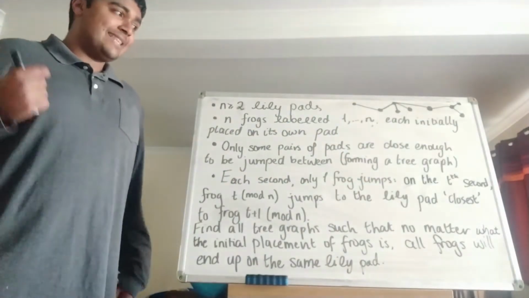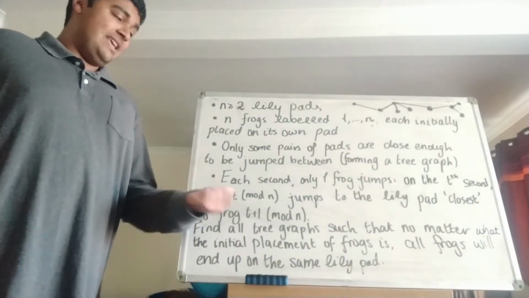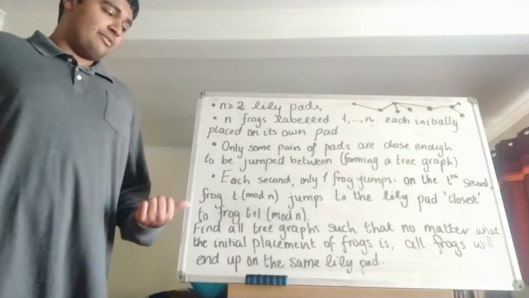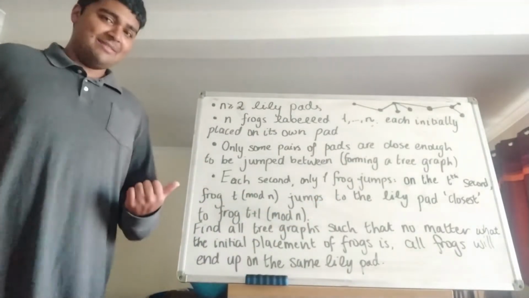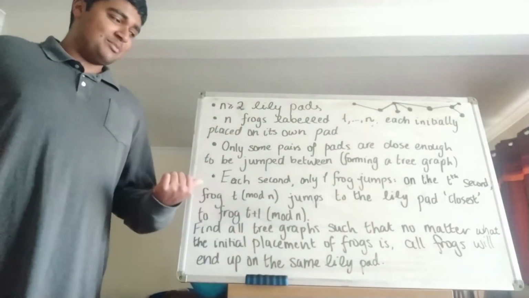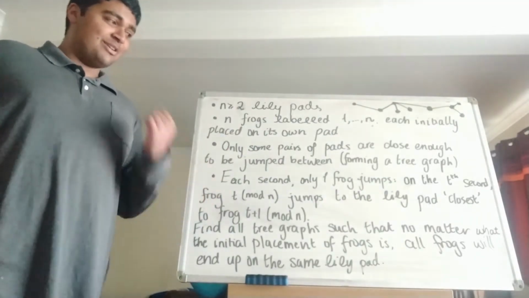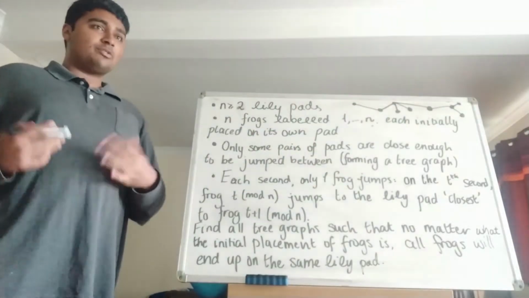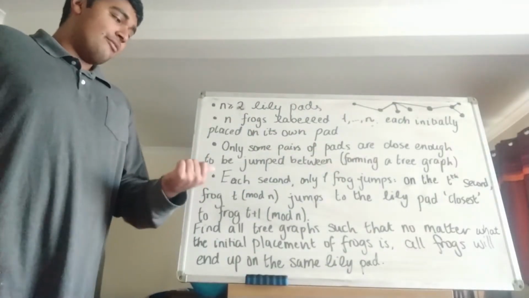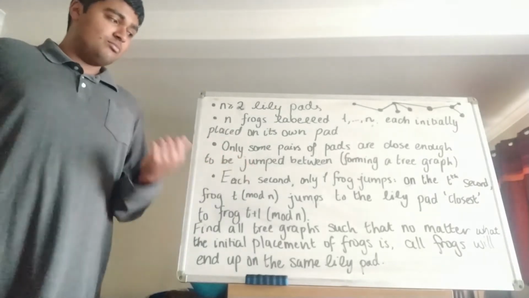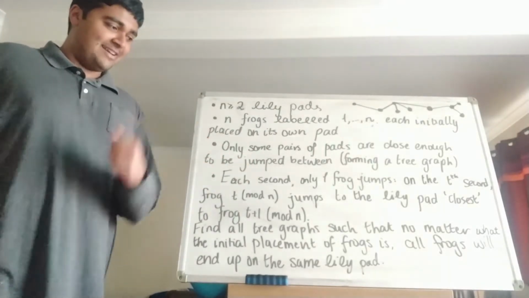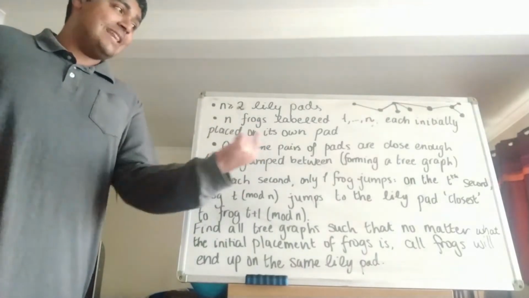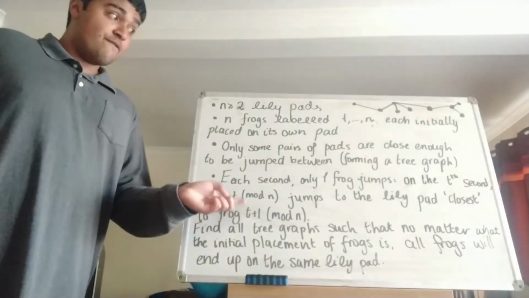So on the tth second, frog t mod n jumps to the lily pad closest to frog (t plus 1) mod n. Okay, so let me give you a chance to digest this bullet point. Let me break it down. So on the tth second, suppose t is 3, so on the third second, frog 3 mod n, that would probably be frog 3 if n is bigger than 3. Anyway, frog 3 will jump to the lily pad closest to frog 4.